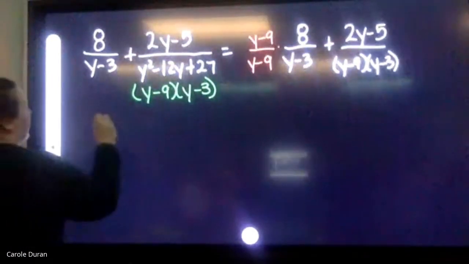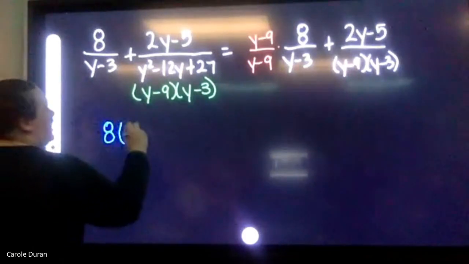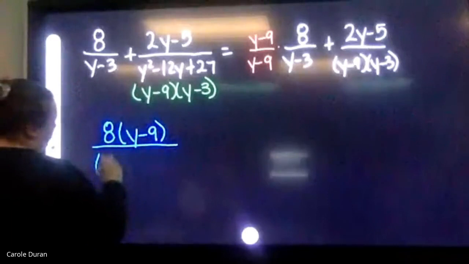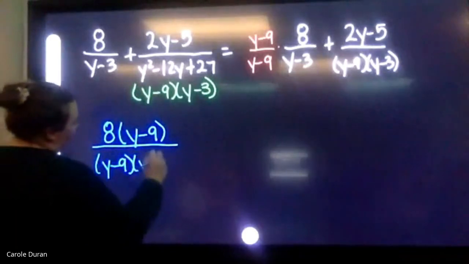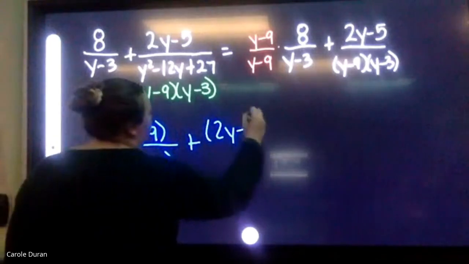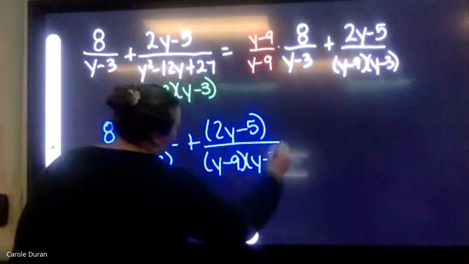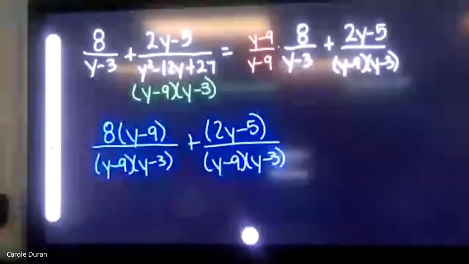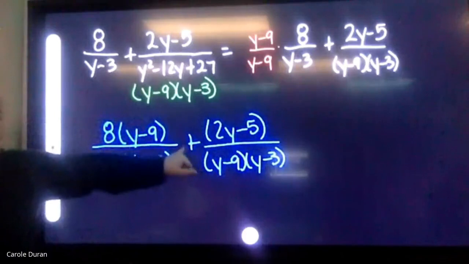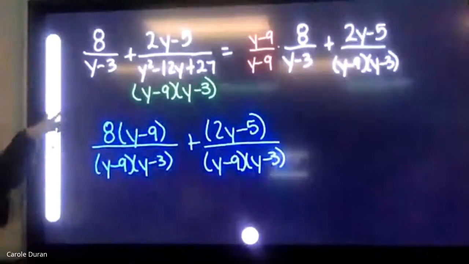So when I do, I get 8 times y minus 9 over y minus 9, y minus 3, plus 2y minus 5 over y minus 9, y minus 3. And then what do I do from here? Combine the numerators with this operation. I'm also going to distribute this 8 in, and then we'll combine like terms from there as well.